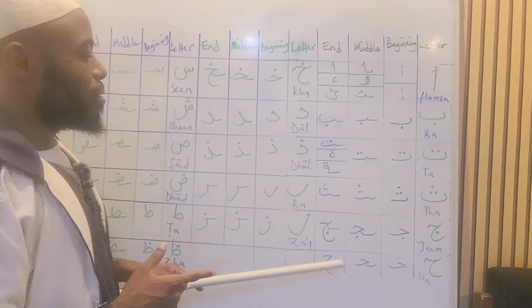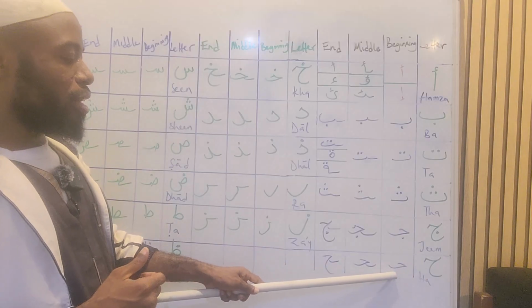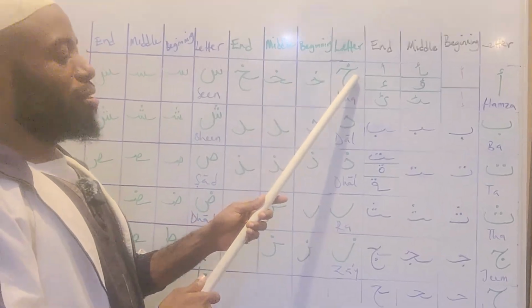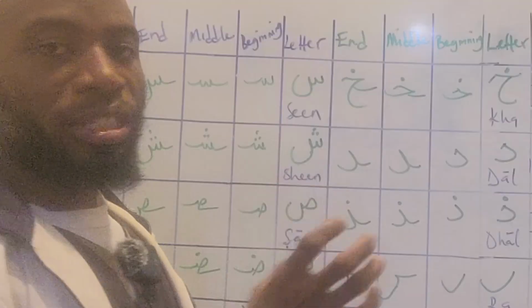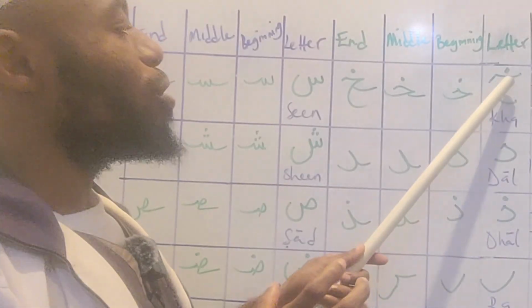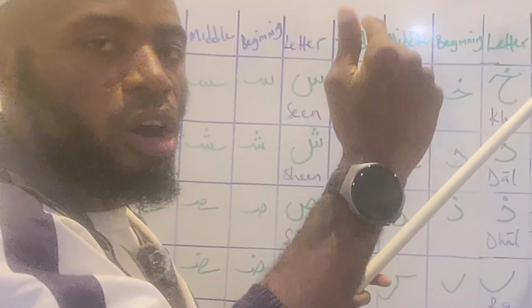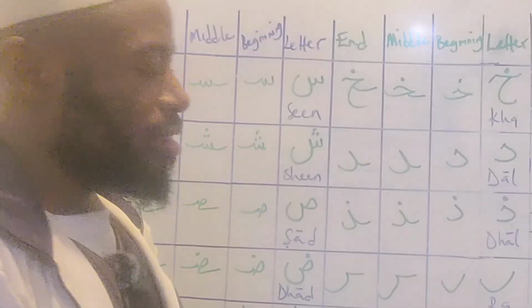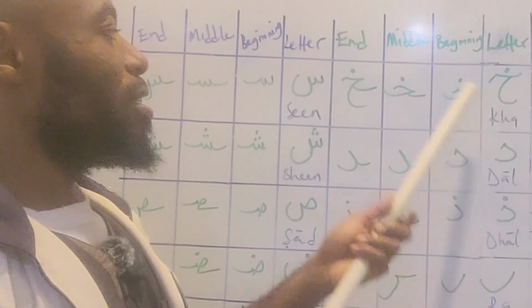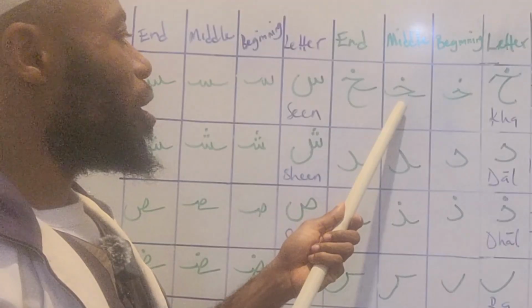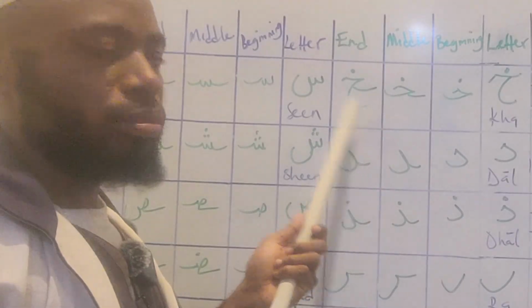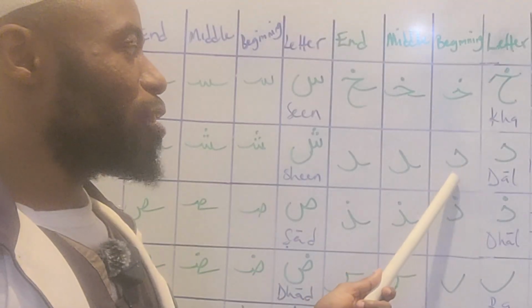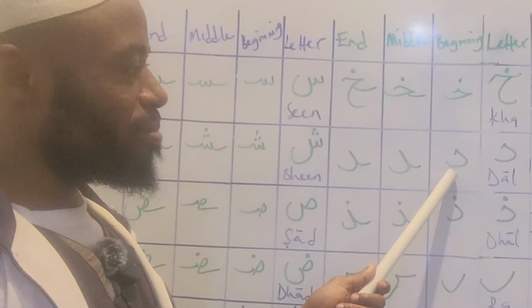Okay, let's continue. Ha at the beginning, Ha at the middle, Ha at the end. We have Kha, the difference from Ha is just the same symbol, the same structure, the same shape. You have it this way, only that for Kha you have the dot on top. So do the same thing, just like Jim, just like Ha, the same thing. Kha.